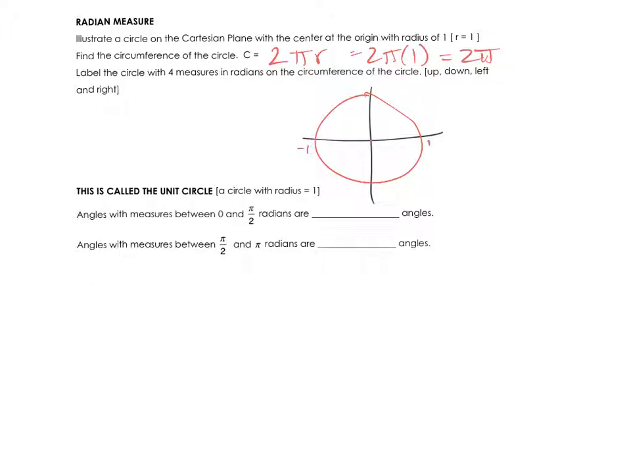So we're going to label this circle with 4 measures in radians based on the circumference of the circle. So at the first part, this is pi over 2. When I have gone halfway around, we're at pi, and then we are at 3 pi over 2 and 2 pi. This circle with the radius equal to 1 is called the unit circle. Angles with measures between 0 and pi over 2 radians are called acute angles. Angles with measures between pi over 2 and pi radians are obtuse angles.